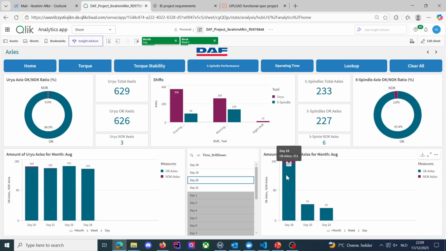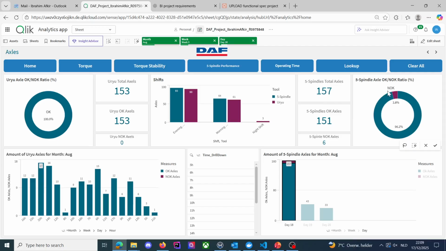151 OK. If we select this day, for example, we can see the ratio percentage is 3.8 non-OK. You can also see the shifts over here, and same thing on this side for Oreo. On that day, Oreo's OK ratio was 100%.